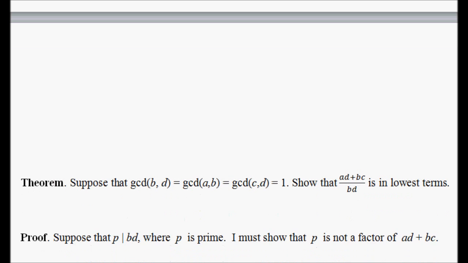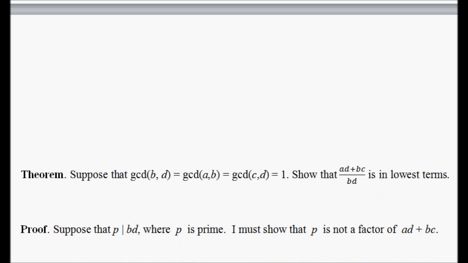To prove this theorem, we're going to suppose that I have a prime factor of the denominator. If I have a prime factor of this denominator, b times d, I need to show that it is not a prime factor of the numerator, a times d plus bc. So if something goes into the denominator other than 1, I must show that that number cannot possibly go into the numerator. If I do that, then the numerator and the denominator are relatively prime, and I'm done.